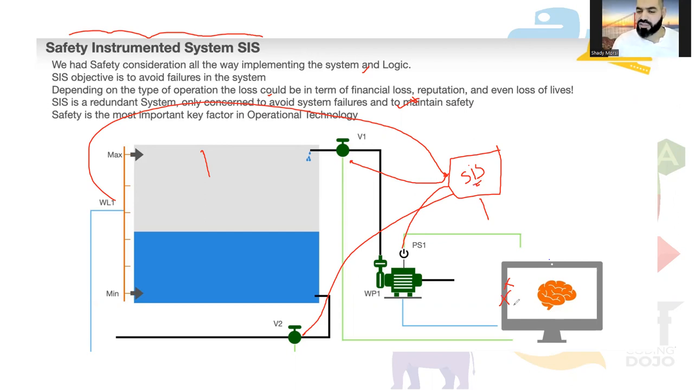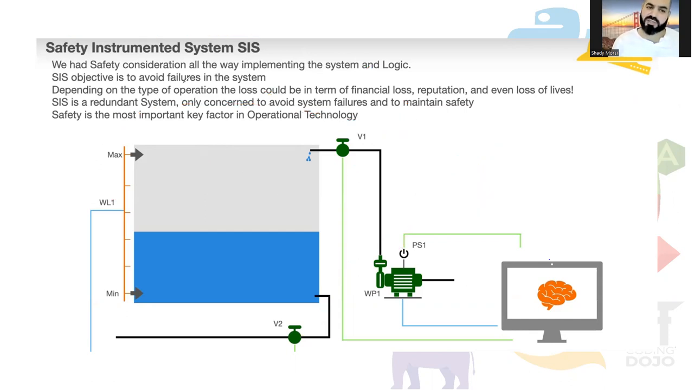If you have an issue with one of your actuators, or an issue with the PLC, you have another system that is monitoring the whole process and taking action in case of emergency. And that's what we're saying here. Okay, we had safety consideration all the way in implementing the system. The logic of the SIS objective is to avoid failure in the system. This is the main objective.